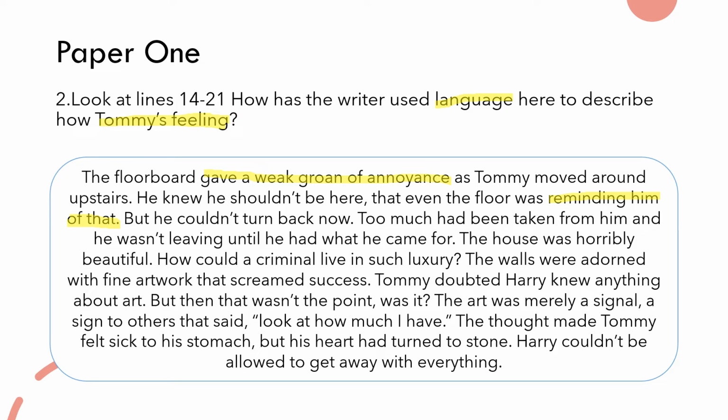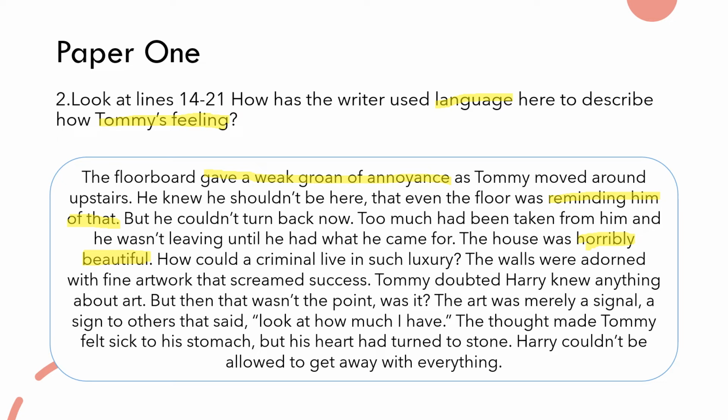But he couldn't turn back now. Too much had been taken from him, and he wasn't leaving until he had what he came for. The house was horribly beautiful. Now this is an interesting one there. When you think about the adjectives that have been used to describe the house, we've got the word horribly, and then we've got a very, very different or contrasting word next to it in the word beautiful. So again, it'll be important to think about what techniques have been used in those two words.